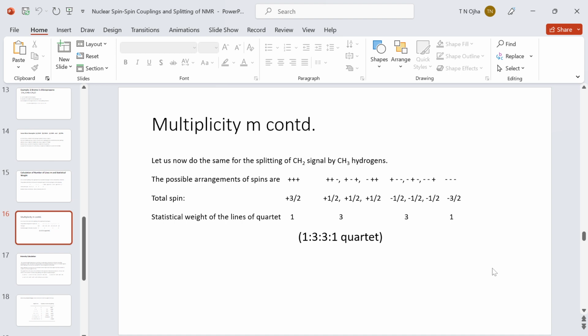Let us consider splitting of CH2 by CH3 hydrogens. There are three hydrogens which are causing splitting. So how many possibilities of spin orientation are there? Four possibilities, not of equal probability. All three hydrogen spins plus plus plus. Alternatively, 2 plus 1 minus, three possibilities for this. Or 1 plus 2 minus, again three possibilities. All minus minus minus, only one possibility. For this, we get a quartet, and the height of lines is nearly 1 is to 3 is to 3 is to 1, not equal. So in this manner, we can solve the problem of both multiplicity and relative intensity of lines.